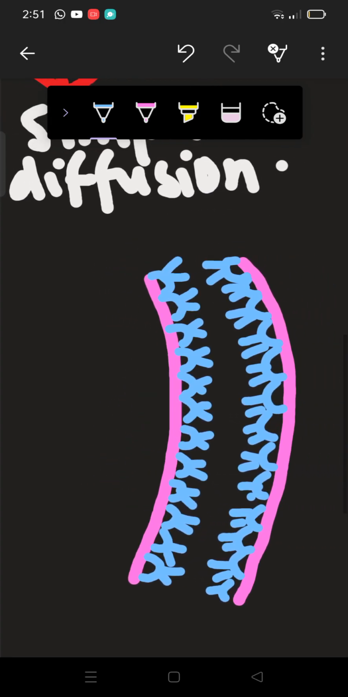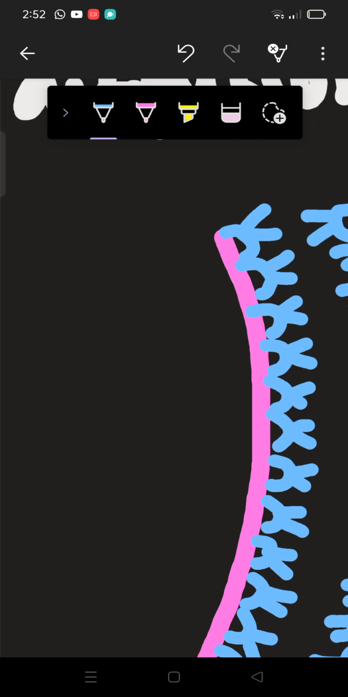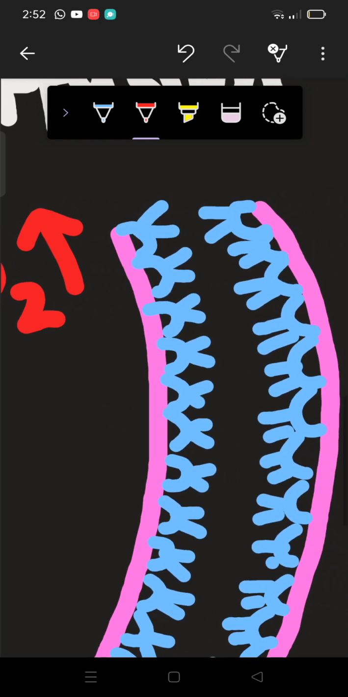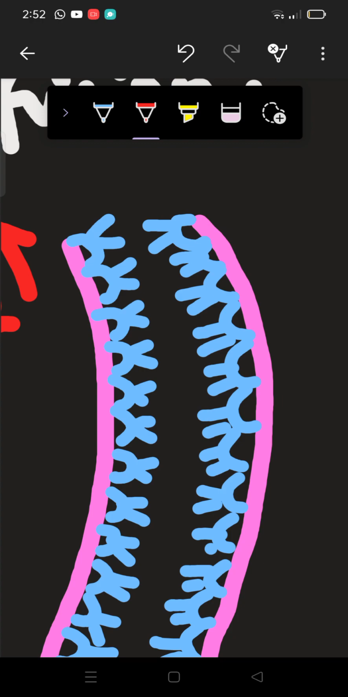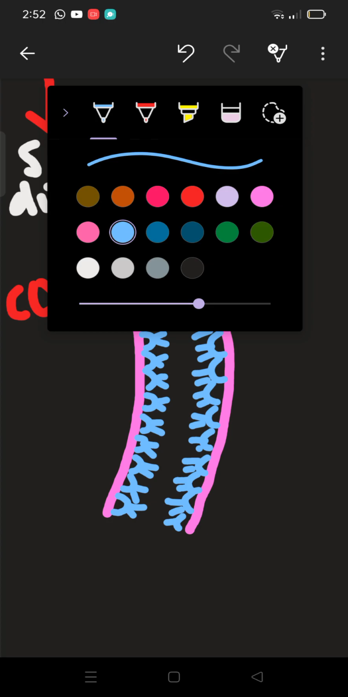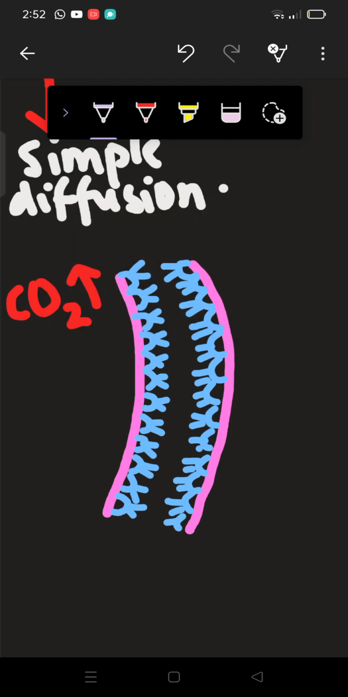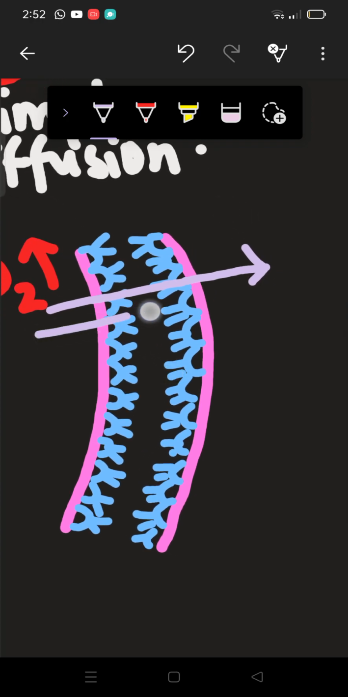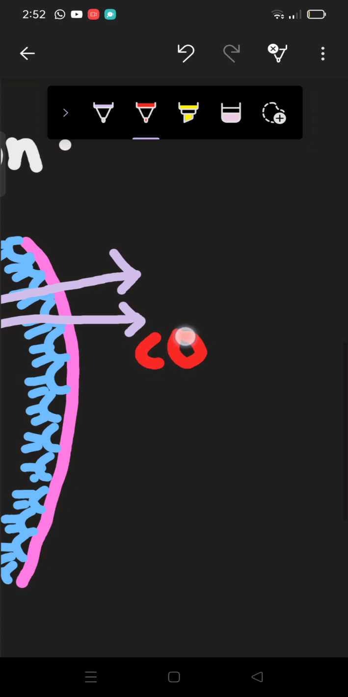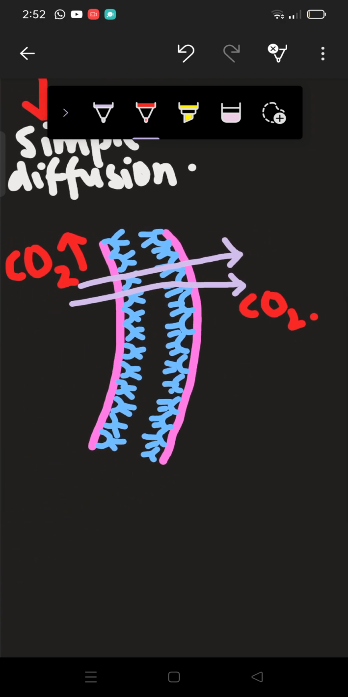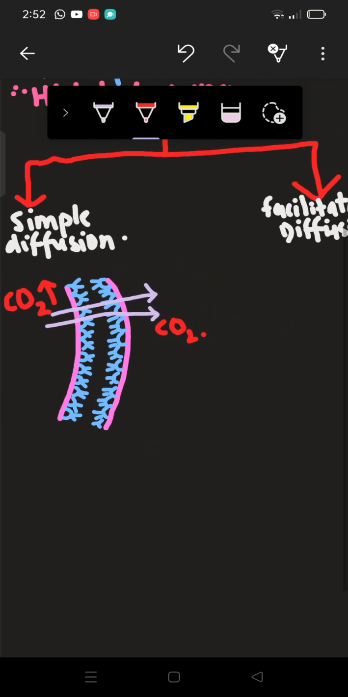Now what will happen? As I told you, in passive transport the gradient is from higher to lower concentration. Suppose I have a cell in which the carbon dioxide concentration is higher, and outside the cell the concentration of carbon dioxide is not higher. From the higher concentration to the lower concentration, carbon dioxide will be diffused. It will simply diffuse and come here. Since they are non-polar and lipid soluble, they simply diffuse. So this is simple diffusion.